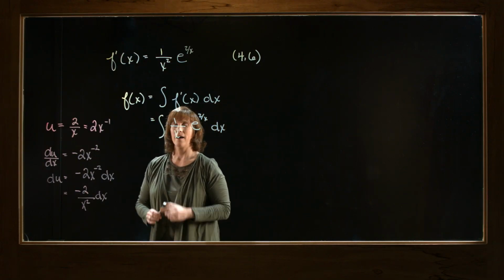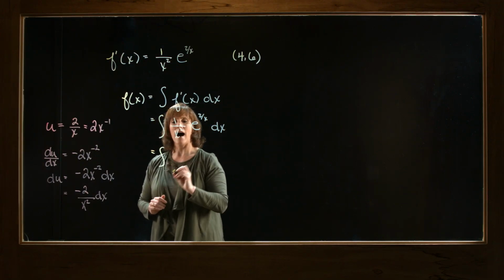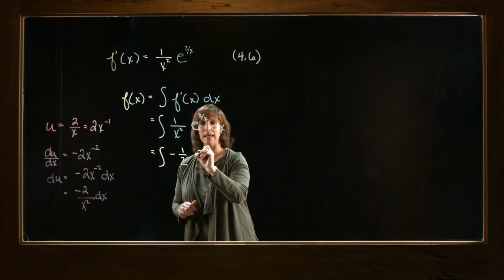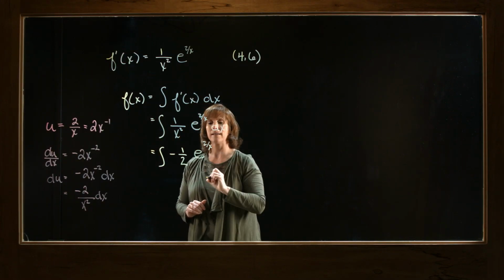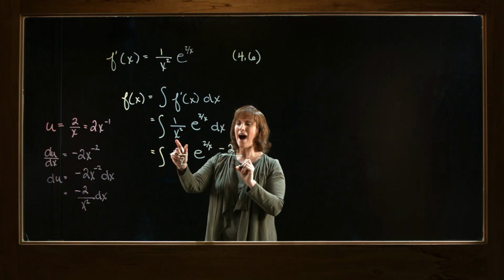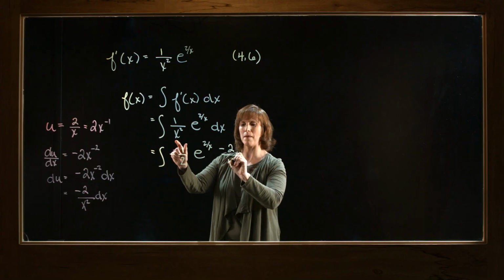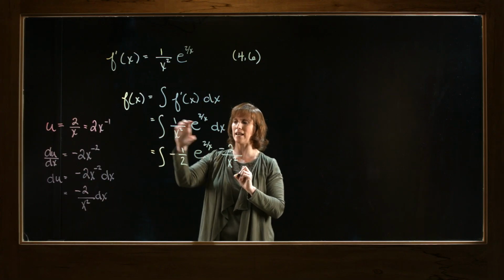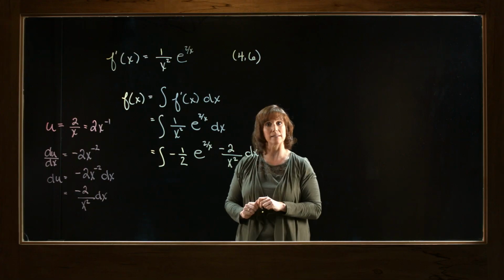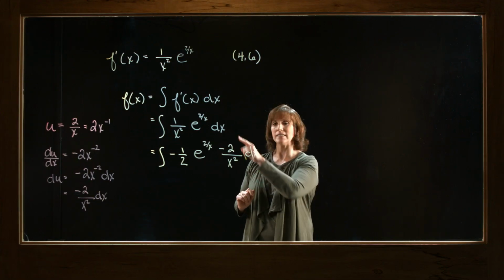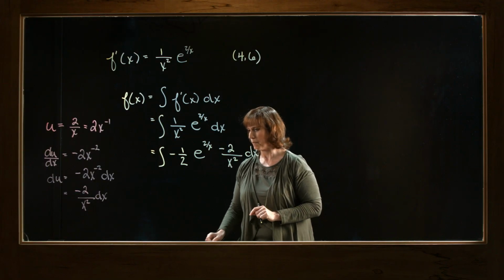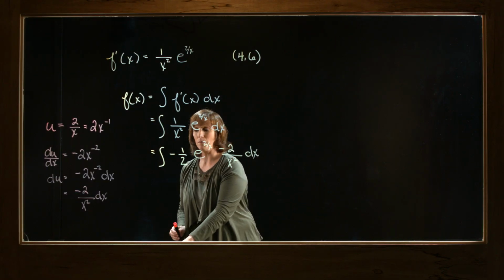So in my integral, I'll multiply by negative 1/2. I'm going to have e to the 2 over x. I'm also going to multiply by negative 2. And I know that I'm changing positions here, but remember, multiplication is commutative. So I'm going to take the 1 over x squared and put it in this location times dx. If you take a minute and look at this, I've reordered things a little bit, but it's exactly the same thing. All right, well, what does that tell me?